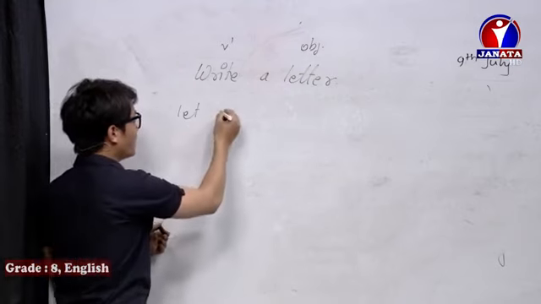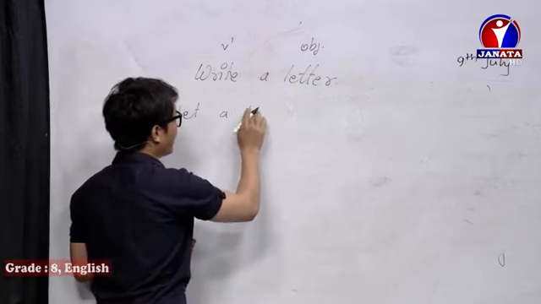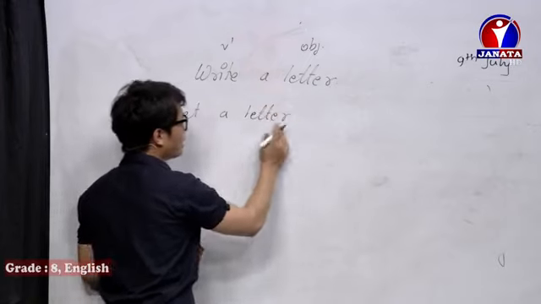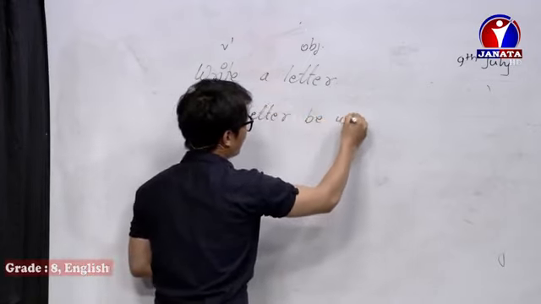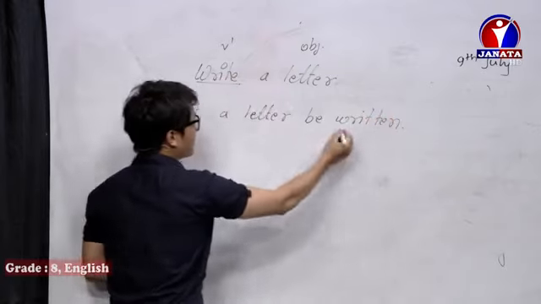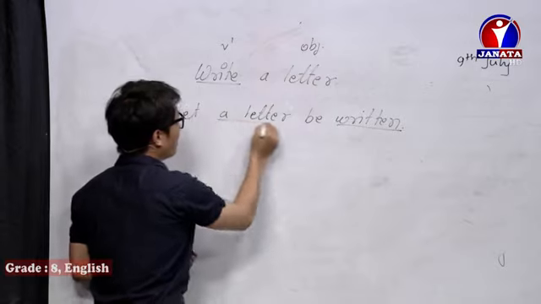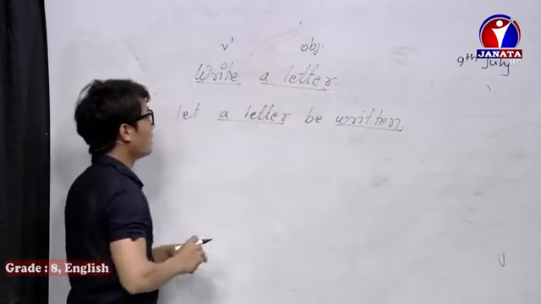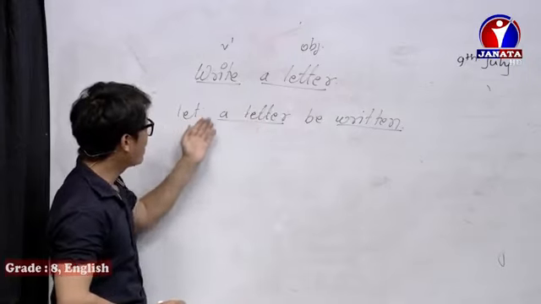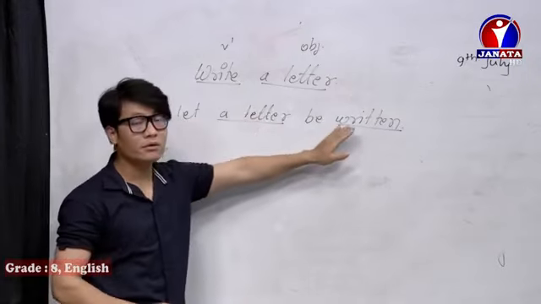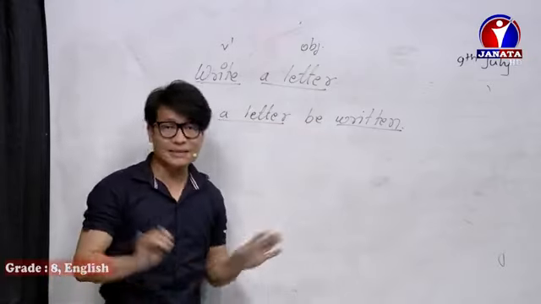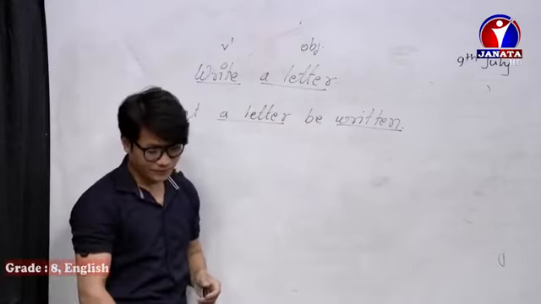Let a letter be written. Write is verb 3, written, and a letter is the object. So instead of "write a letter," you can simply write "Let a letter be written." Simple, when there's a simple sentence.